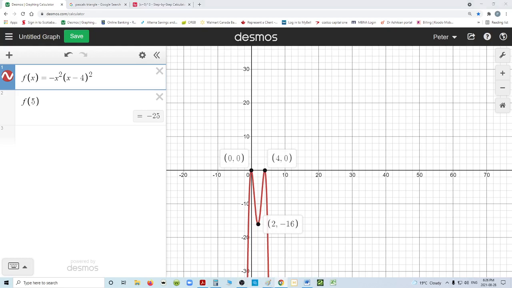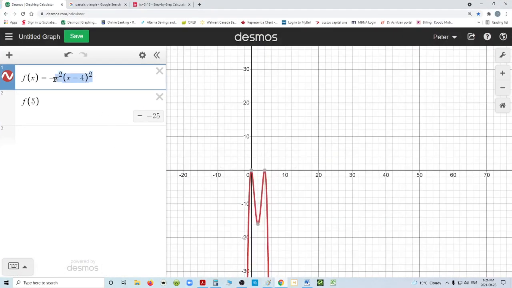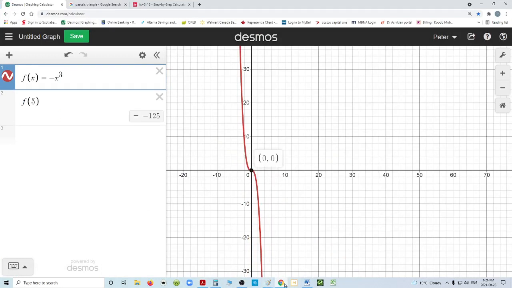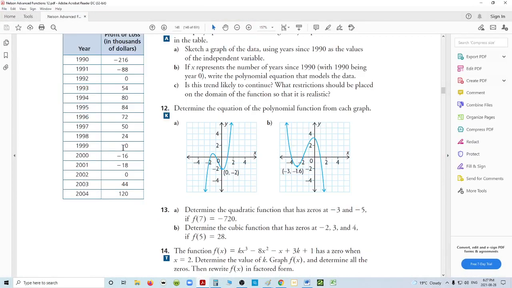So that doesn't work. And then they say a degree 3, negative leading coefficient, 1 zero, no turning points. That's easy. That's negative x cubed if it's no turning points. There, just like that. 1 zero, no turning points. So they just want you to understand the nature of these.